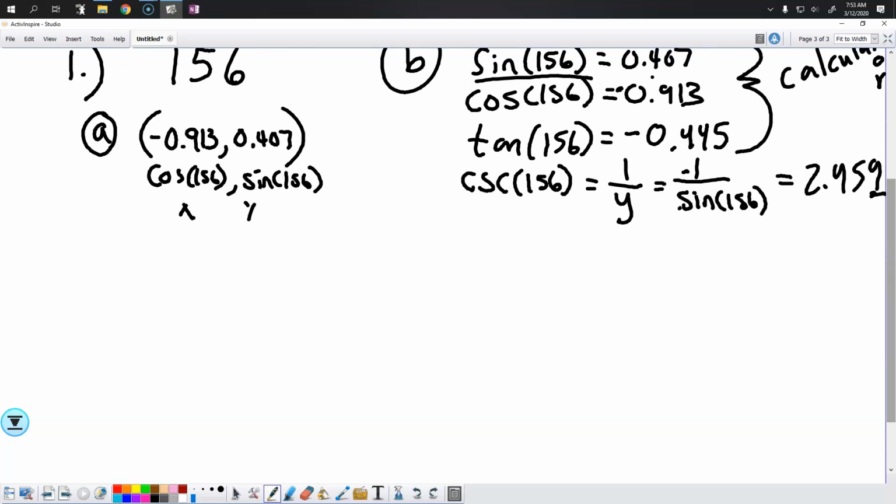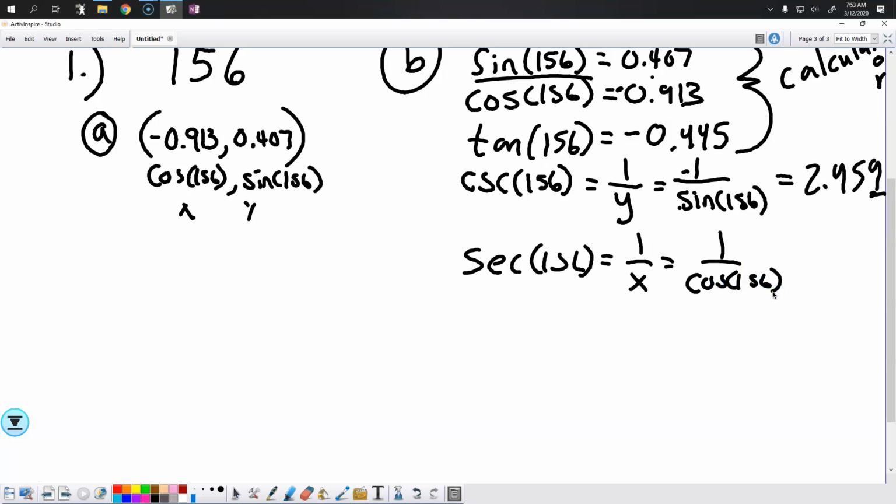So I did cosecant. So what do you guys think I'm going to write for secant then? Secant of 156 is going to be equal to what? 1 over x, which is the same thing as 1 over cosine. And once again, however you need to calculate it, go ahead. You can either take the rounded answer up top, or you can just use the calculator in your hand if you have a regular calculator. But I'm getting negative 1.095.